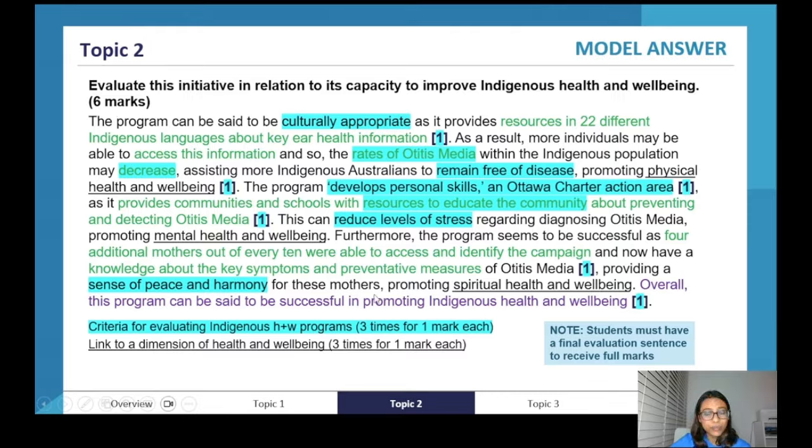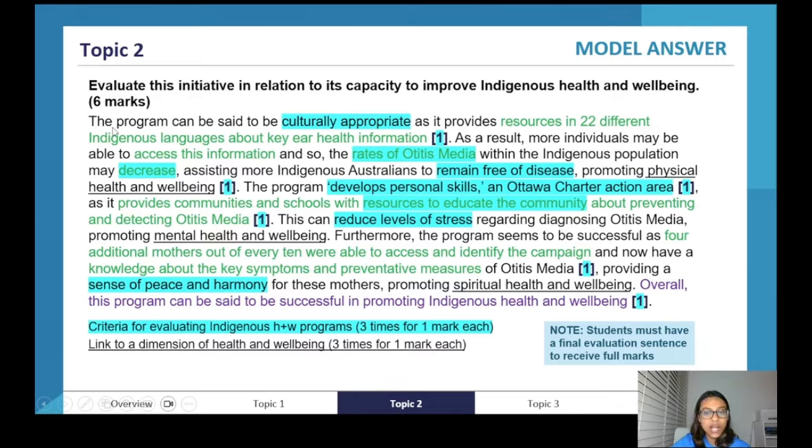Okay, this is the model response, and for this one, I think we actually have the right key, the right highlighting and underlining, and so on and so forth. I've done it as 1, 1, 1, 1, 1, 1, 1 because this is all 1 mark. I'm kidding. This is not worth 1 mark. This is all 6, right? I don't like this being here because this should technically be here, but also it should be here because you need this last sentence. Note, students must have the final evaluation sentence to receive full marks. You don't just want to end it here.